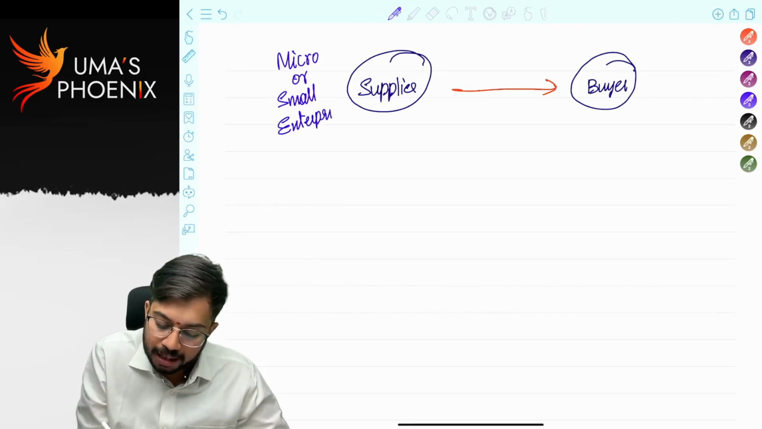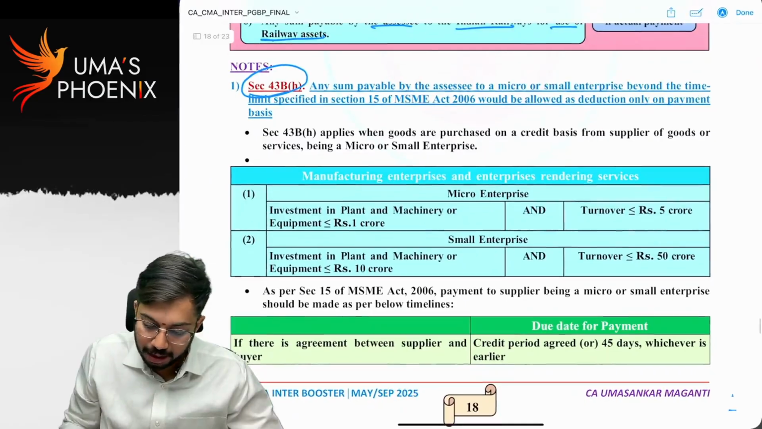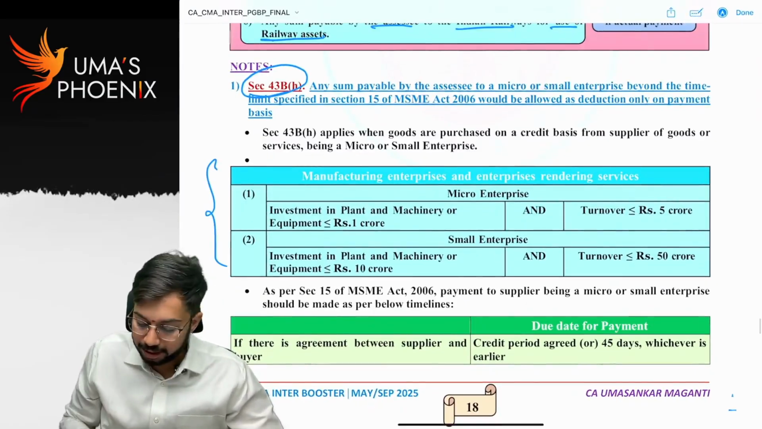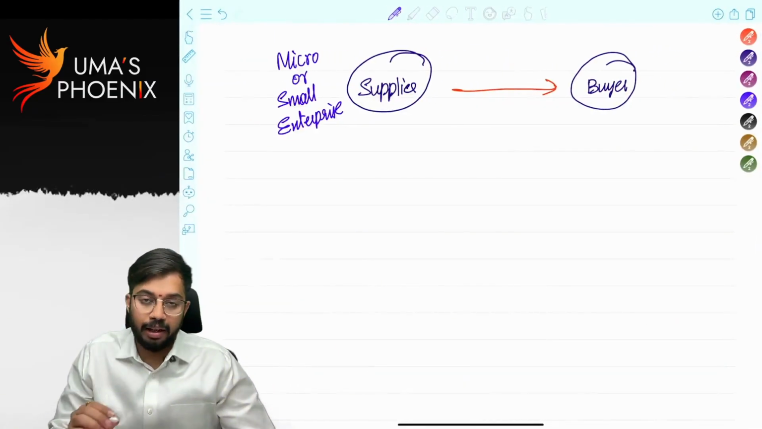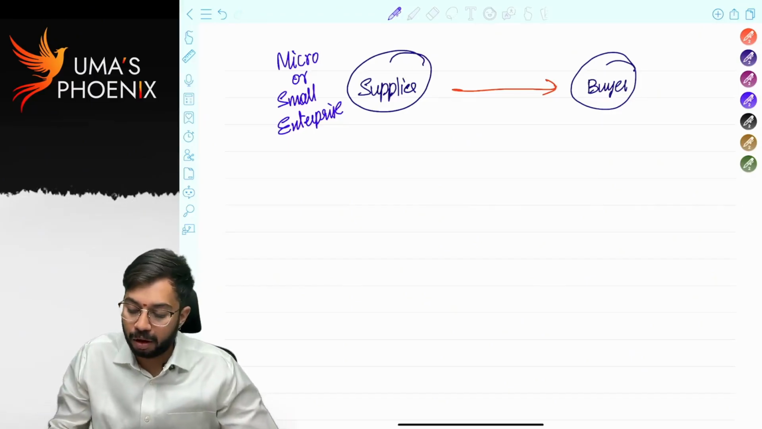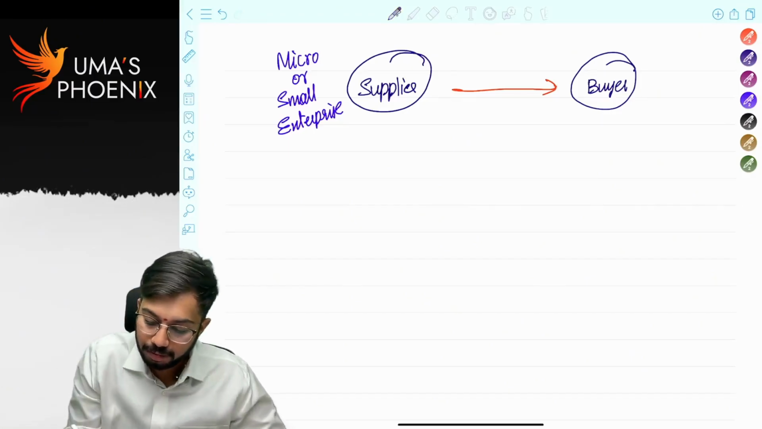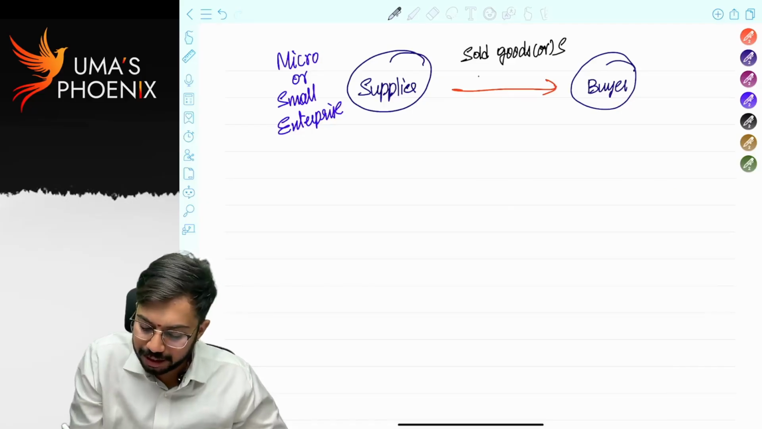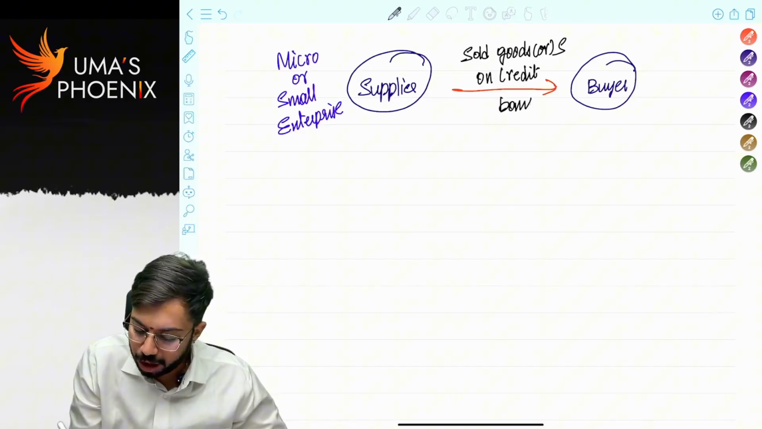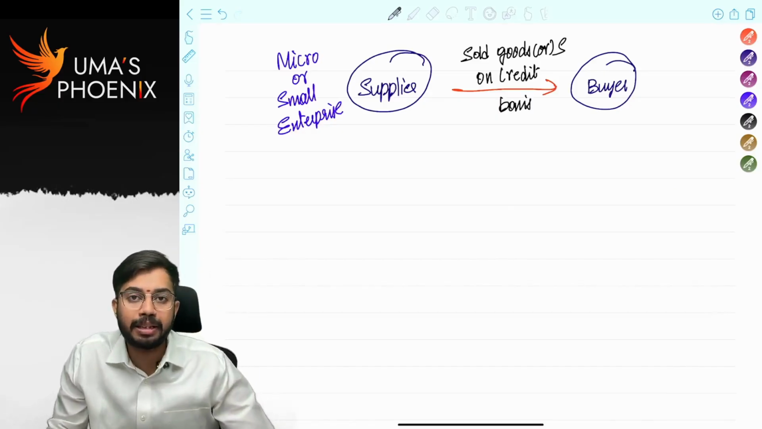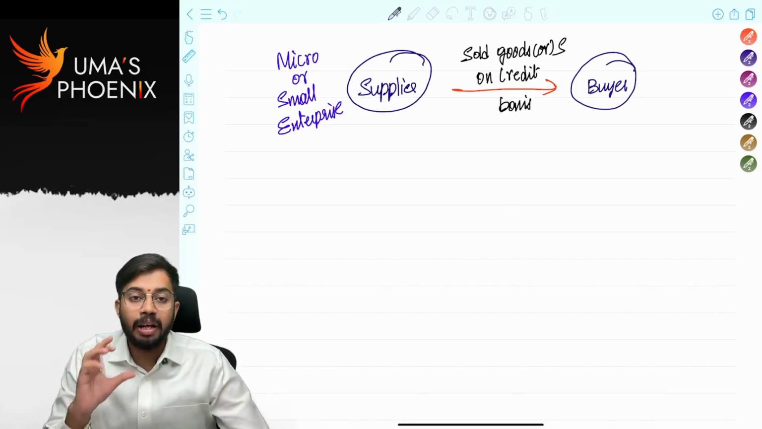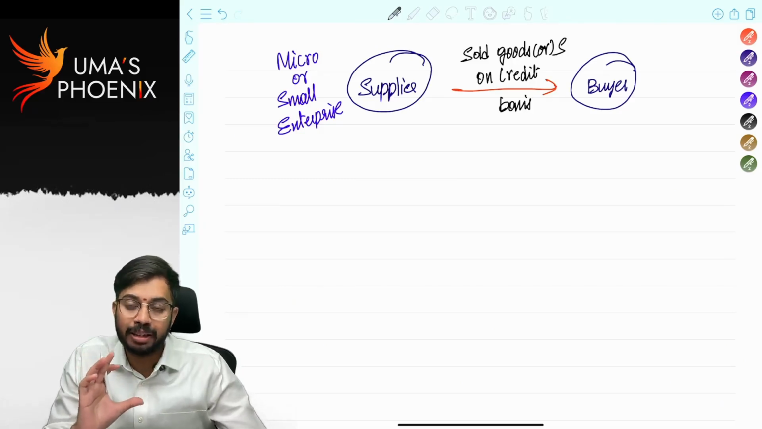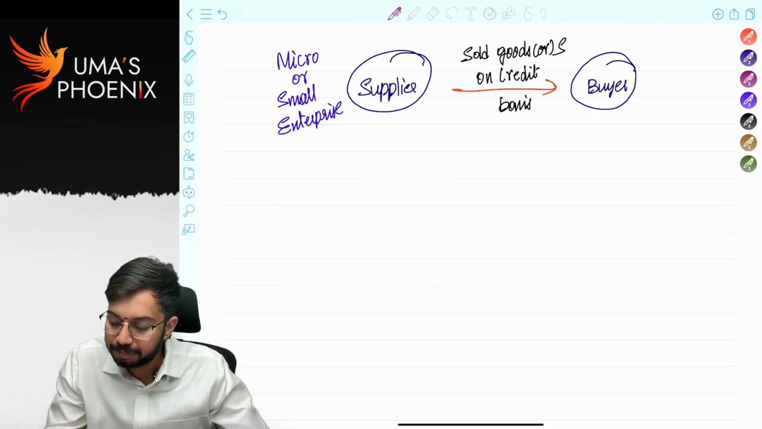Who is called a micro or small enterprise? That we will see later. But here in this example, the supplier is a micro or small enterprise. Supplier sold goods or services on credit basis. You know credit basis, right? Not on cash basis. In case of cash basis, cash will be received immediately. Here the supplier is selling goods or services to the buyer on credit basis.